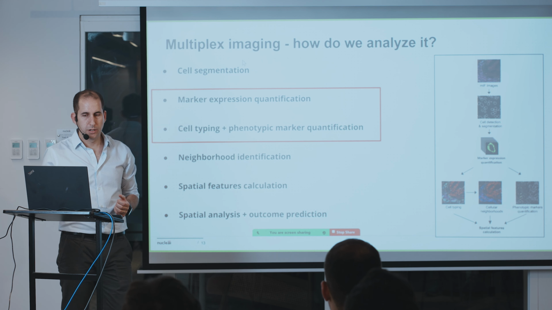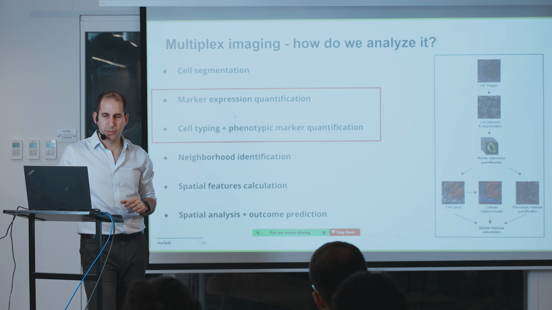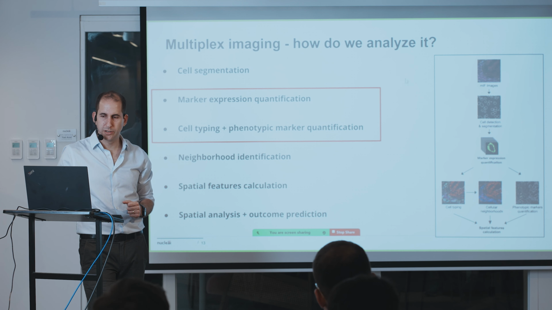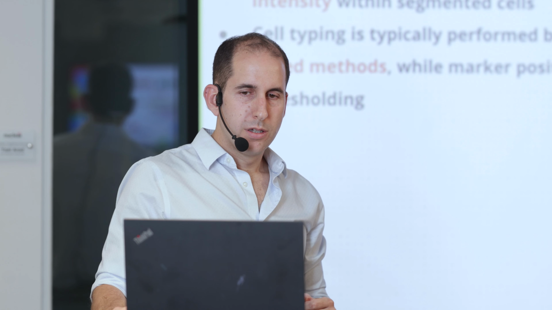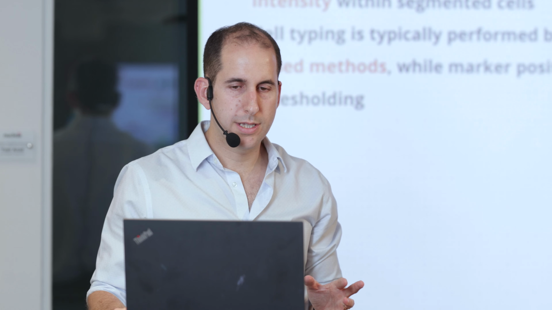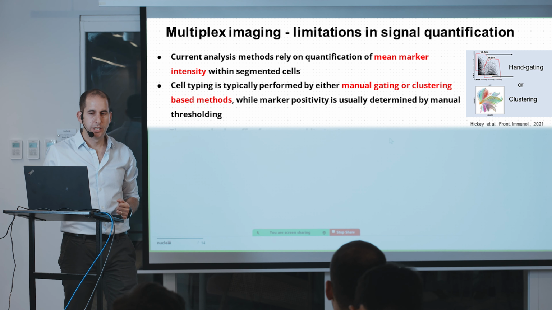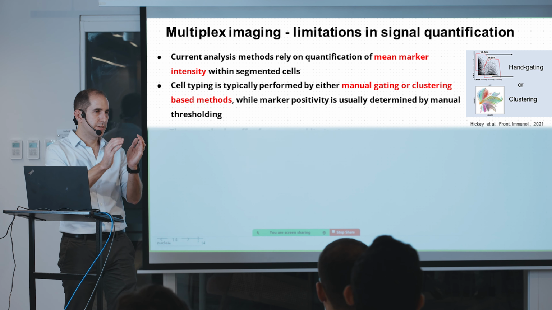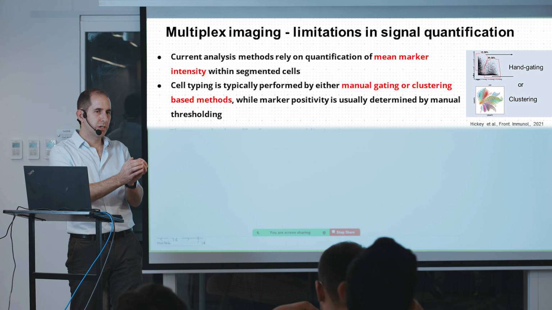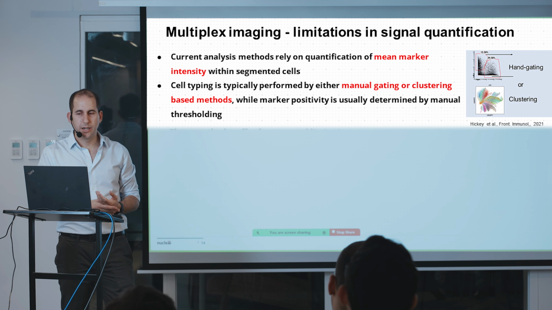And in this lecture, we'll focus mostly on how deep learning can enhance the stages of marker expression quantification and cell typing and phenotypic marker quantification. So what are the current methods to do this? So most methods rely on quantification of mean marker intensity within segmented cells. So I have a cell segmentation. I just do an average of all the pixel intensities within the segment. And that's what I use for cell typing.